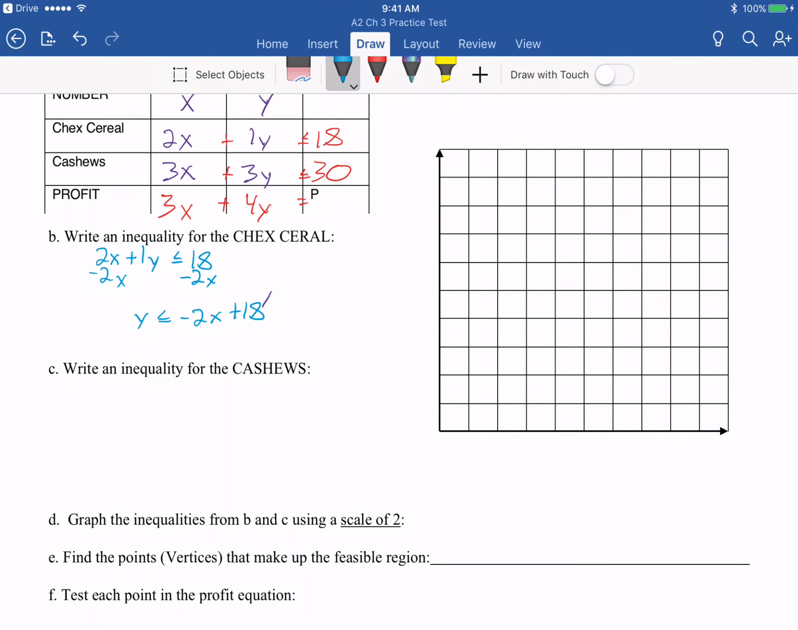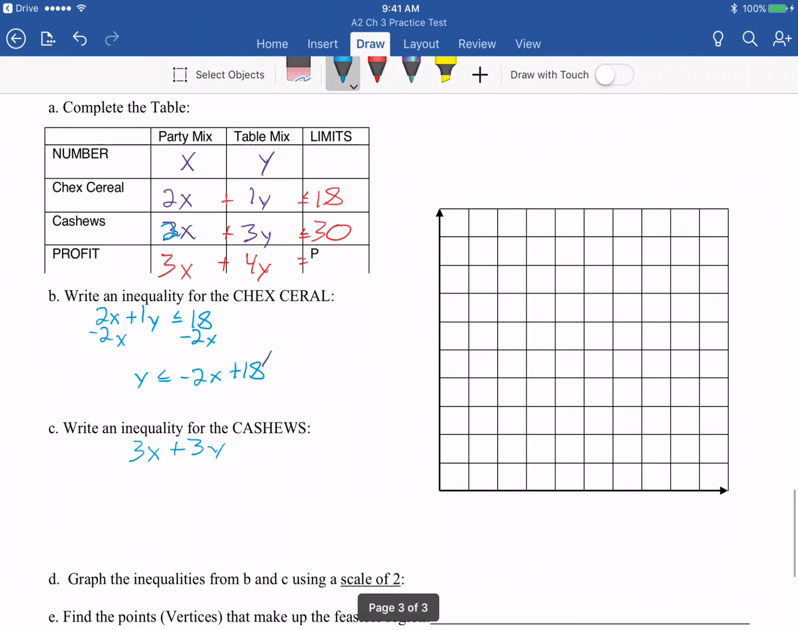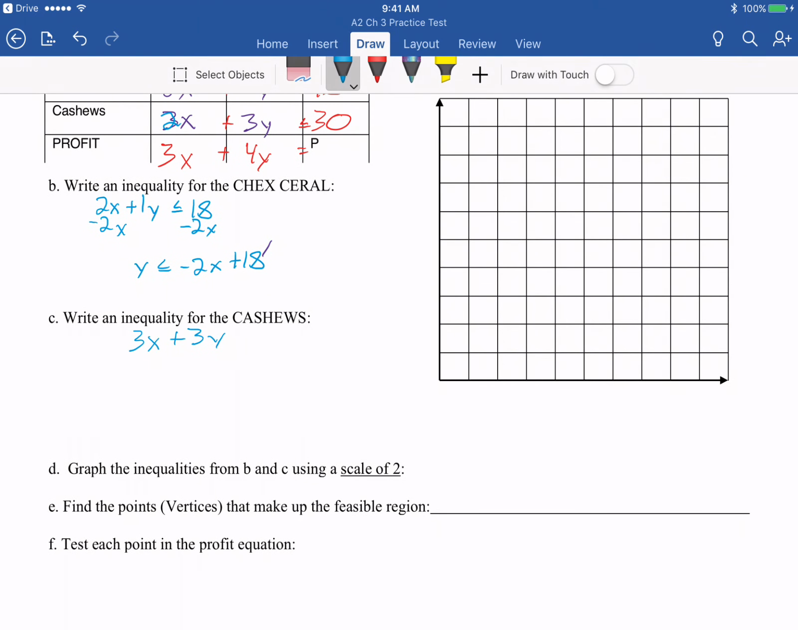This cashews is 3x plus 3y. Or excuse me, that is a 2. This is a 2 right here. Awesome, my bad there. Cashews has 2 cups for the cashews there, so this should be a 2 as well. 2x and 2y is less than or equal to 30.